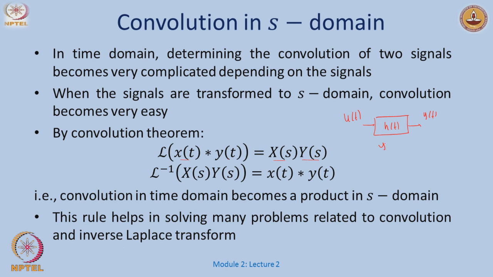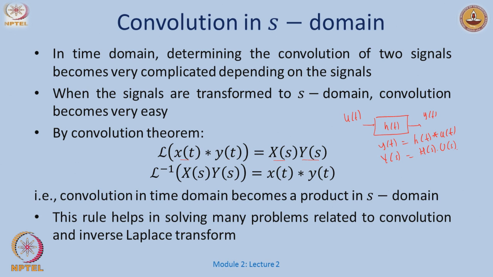So, my y of t, which earlier was h of t convolved with u of t, I can now write simply as y of s equals h of s times u of s, as simple as that. So, convolution becomes a very simple multiplication or a product, and this actually helps now to solve lots of problems.